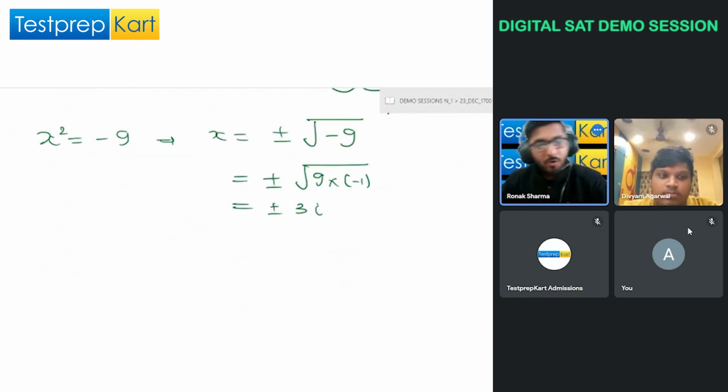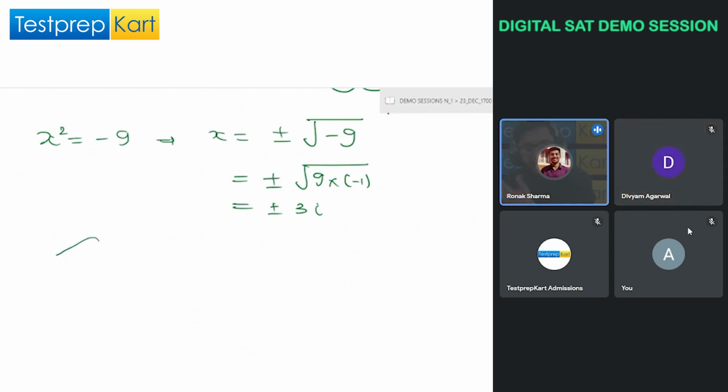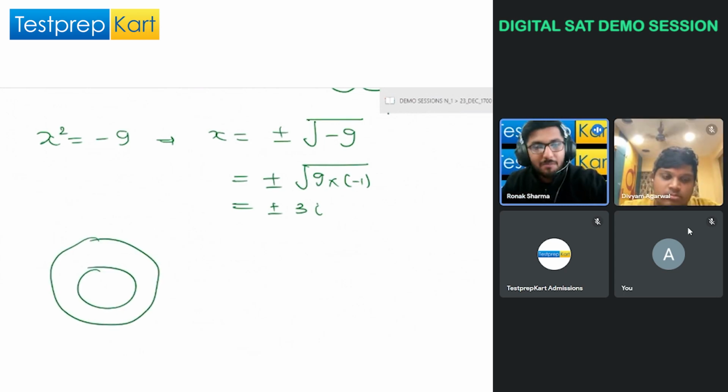Okay, sir. Now, what about the complex number? Complex number is very simple. Till now, we were dealing with the real number system, so we were having only real numbers. Complex number is something that encompasses the real number system inside it. That means all the real numbers are also complex numbers. How? Their imaginary part is 0.